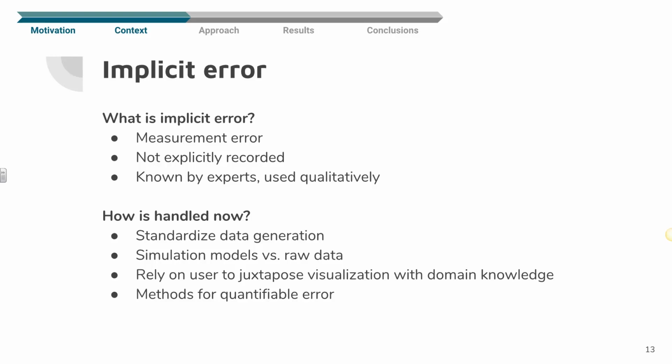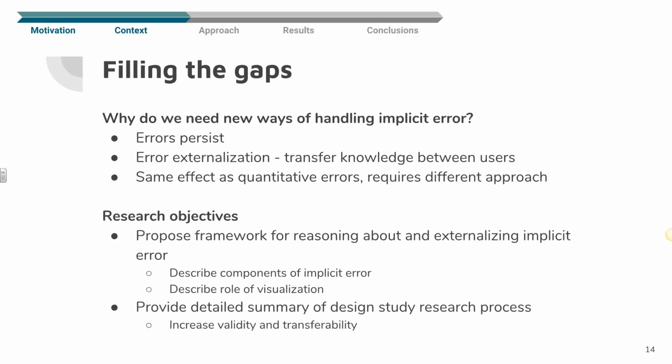How is it handled at this point? One is standardized data generation, so try to eliminate or minimize it at its source. And then also a lot of times people use simulation models that will generate synthetic data to simulate the process they're interested in versus the raw collected data. Also, we rely on users being able to juxtapose their visualization with their contextual knowledge. We also have some methods for handling quantifiable error, but in most cases this is qualitative, so we don't have good ways of handling it.